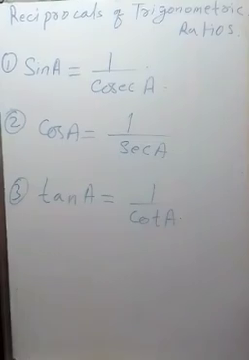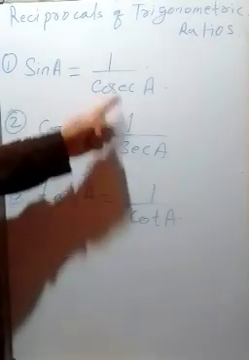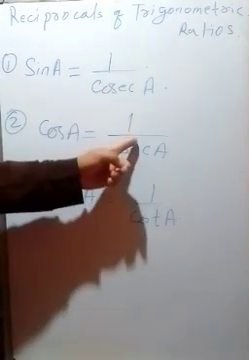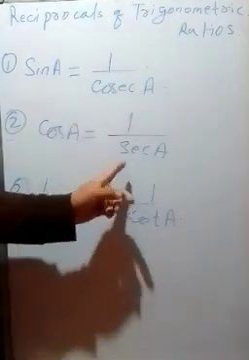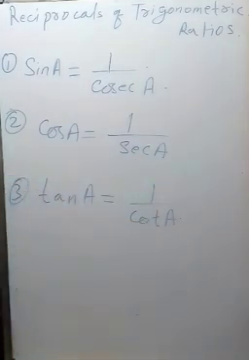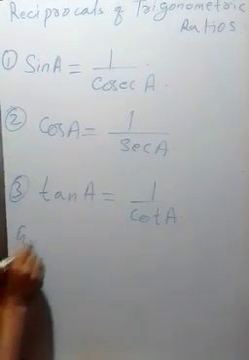Now all the ratios are here. 1, 2, 3, and its inverses are 1, 2, 3. These relations are called reciprocal relations or reciprocal of trigonometric ratio. These are very important. Now the remaining 3 also will be the same. You can find the inverse of cosec A, sec A, cot A. Just go to the back side. Clear?